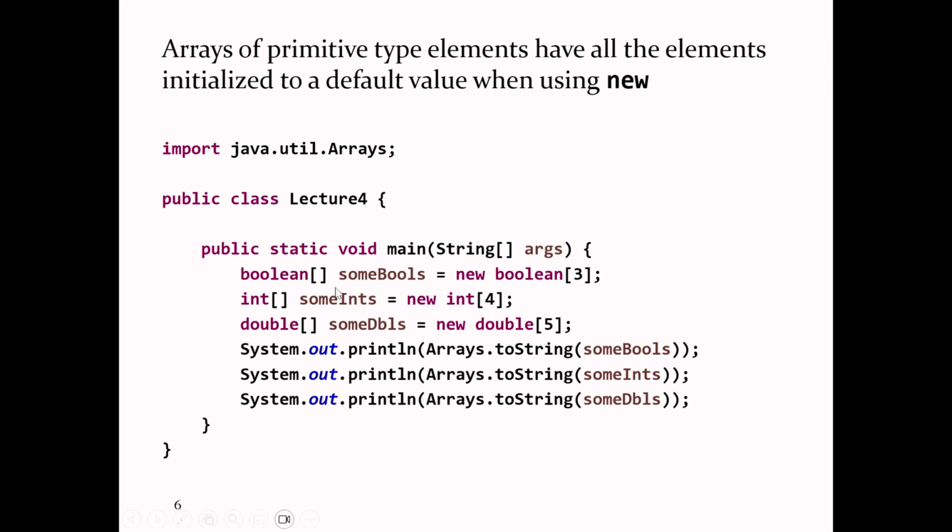So here, I'm going to make an array of Boolean, so 3 Boolean values, 4 int values, 5 double values, right? In all 3 examples, you have arrays, and the elements of the arrays are initialized to some value, right? So let's just run this and see what happens. And I'll explain how to print out the array in just a second.